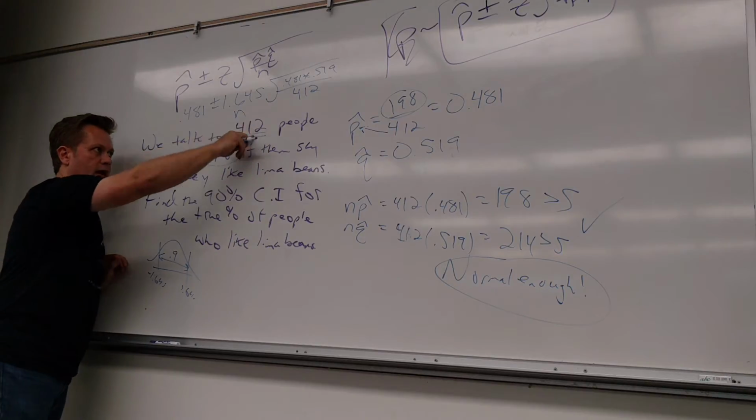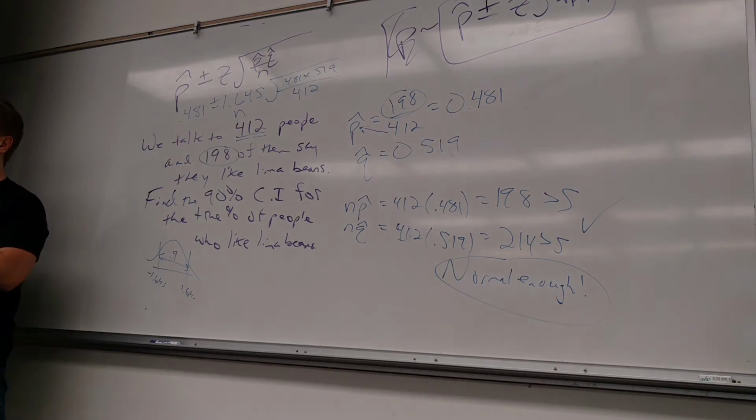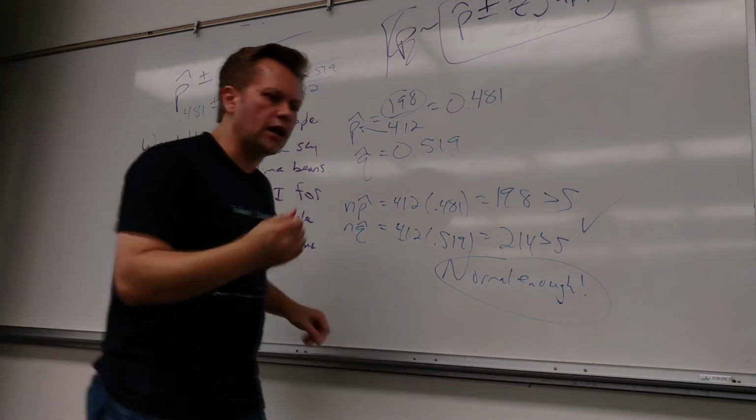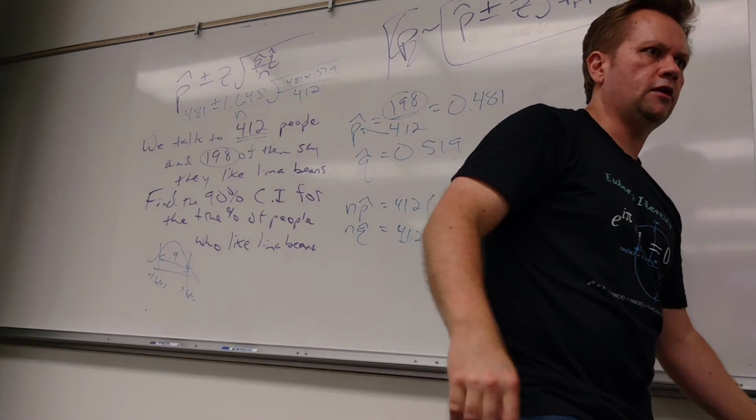That's just a part of this. N is everybody you're talking about, when this is part of the people you're talking about. So let me show you how to put this in the calculator, because that's the next thing we have trouble with.